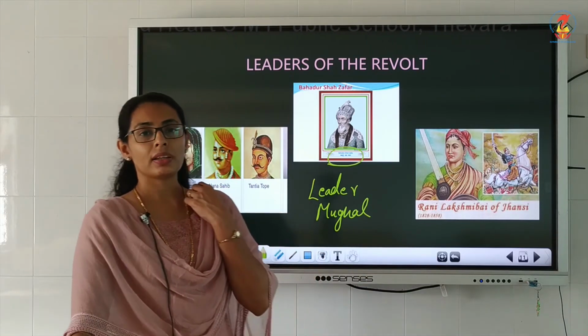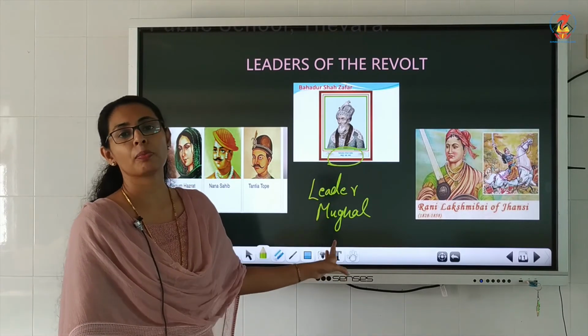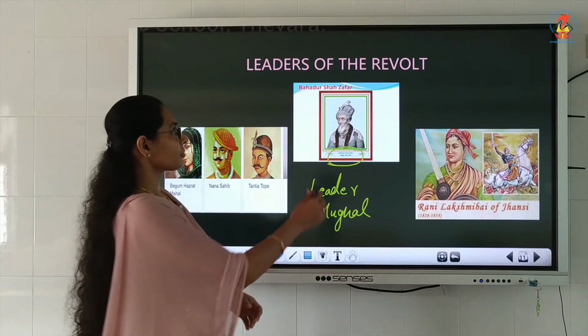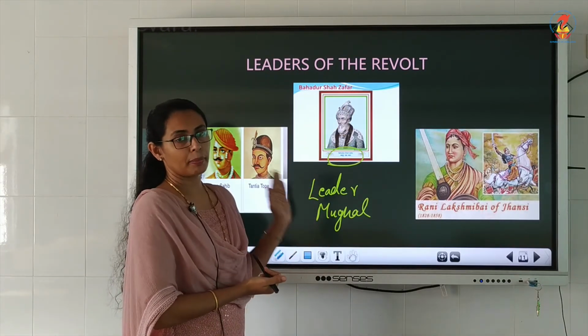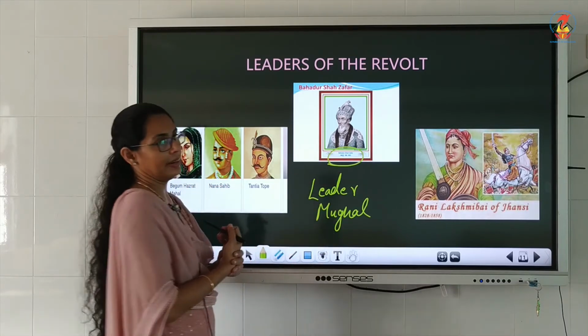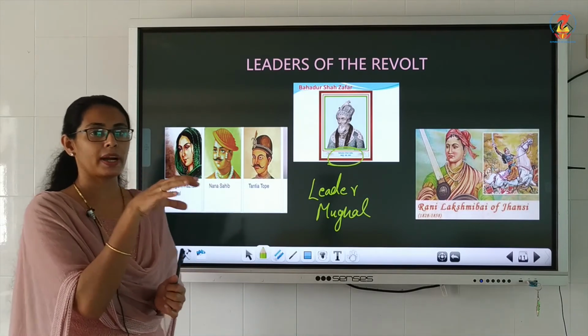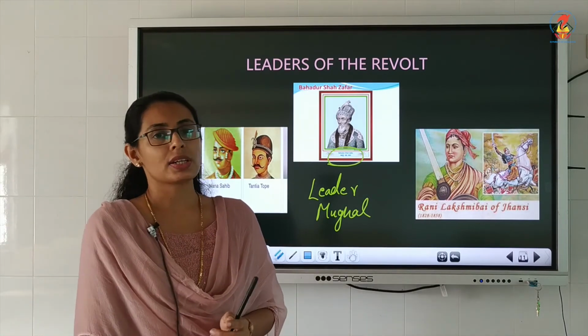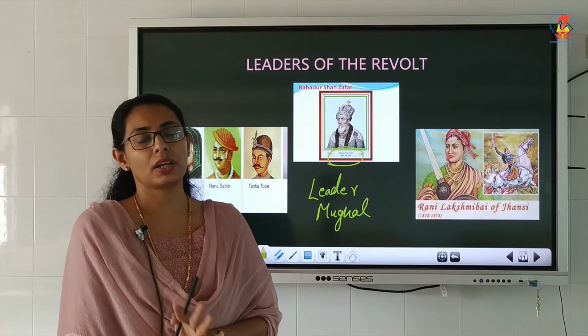So, important here, the leader. This particular person belongs to the Mughal dynasty and his name is Bahadur Shah Zafar. The Indians, the Indian Sipahis, said that he is our leader. And we know that the revolt slowly spread into different parts of the country, and in all those places there was a particular leader.